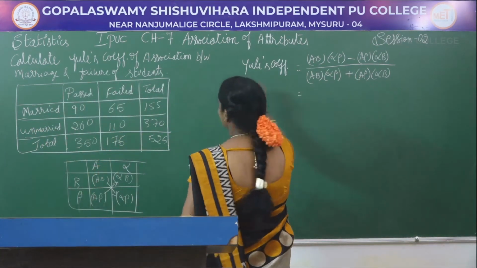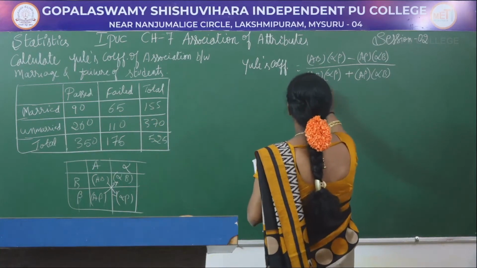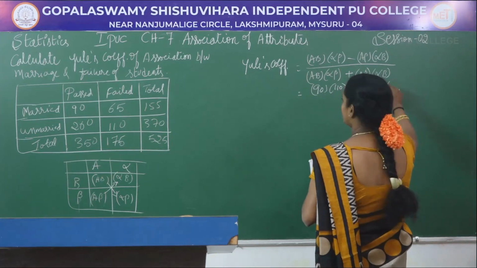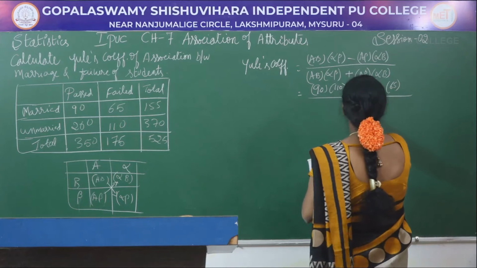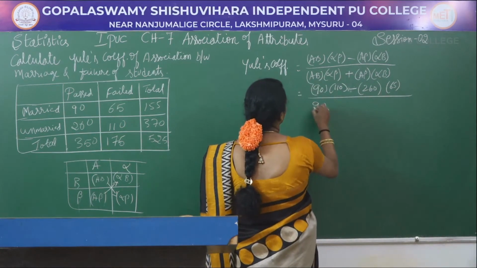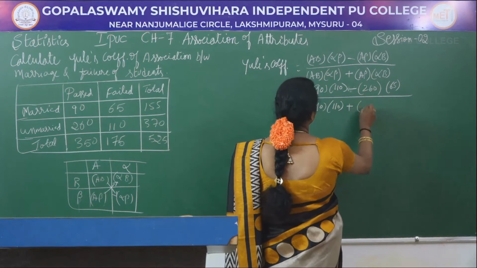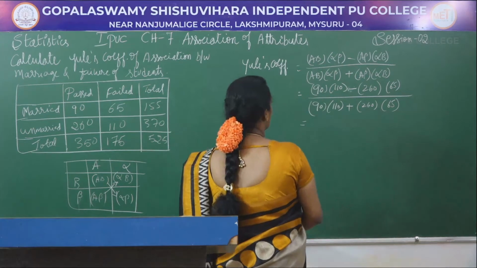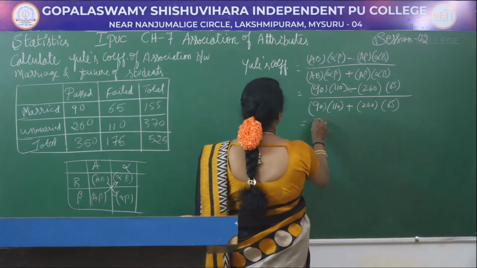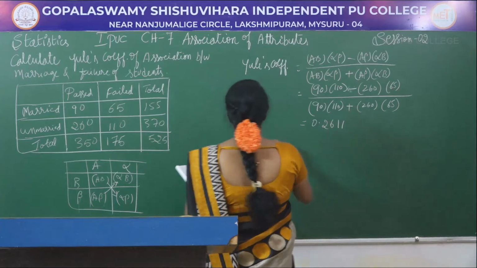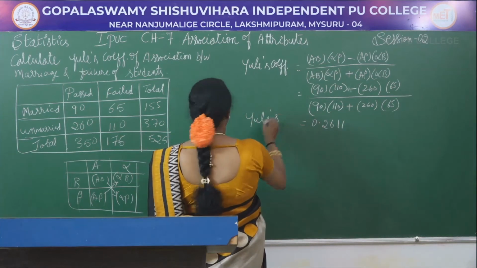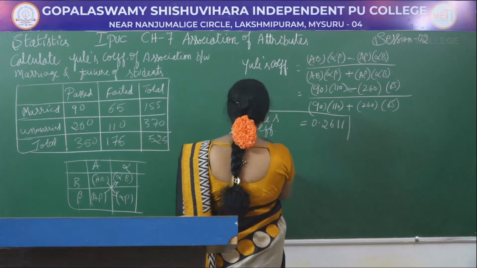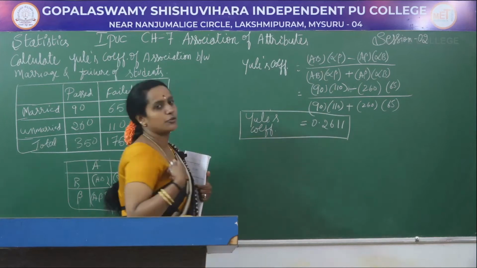Now you substitute the values. Here it is 90 into 110 plus 260 into 65, divided by, this is minus, 90 into 110 plus 260 into 65. So after simplification of this, you will get 0.2611. This is your Yule's coefficient. Yule's coefficient is 0.2611. Now we have to write the comment.